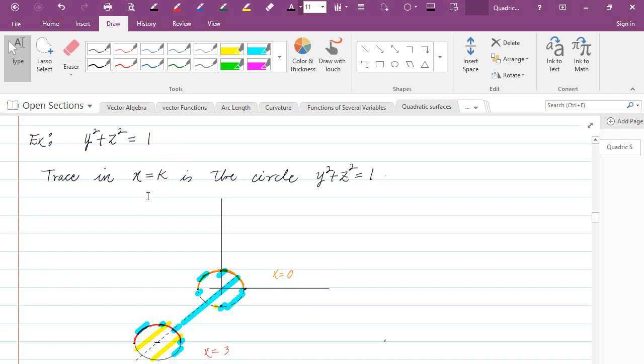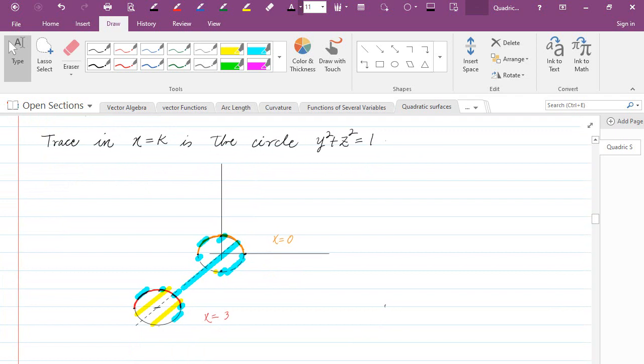So for example, when k is 0, if I plug in x is equal to 0 here, well, it is still the same equation. So this equation is a circle of radius 1 in the yz plane, centered at the origin. So when x is 0, I'm getting this circle in the yz plane. When x is 3, I'm also getting a copy of the same circle in the plane x is equal to 3.